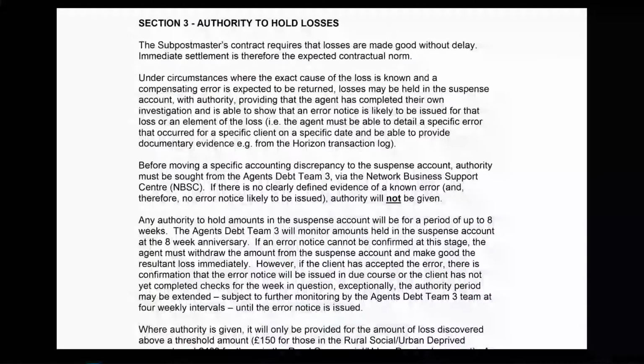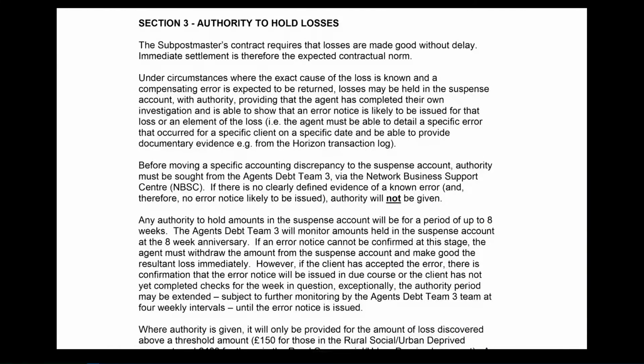Yes. If we look then at the third paragraph, it says, before moving a specific accounting discrepancy to the suspense account, authority must be sought from the agent's debt team 3 via the MBSC. If there's no clearly defined evidence of a known error, and therefore no error notice likely to be issued, authority will not be given. Okay. So again, reading that, it seems that if there isn't clearly defined evidence of a known error, authority won't be given to transfer into the suspense account. Is that correct? That's how I would read it, yeah.